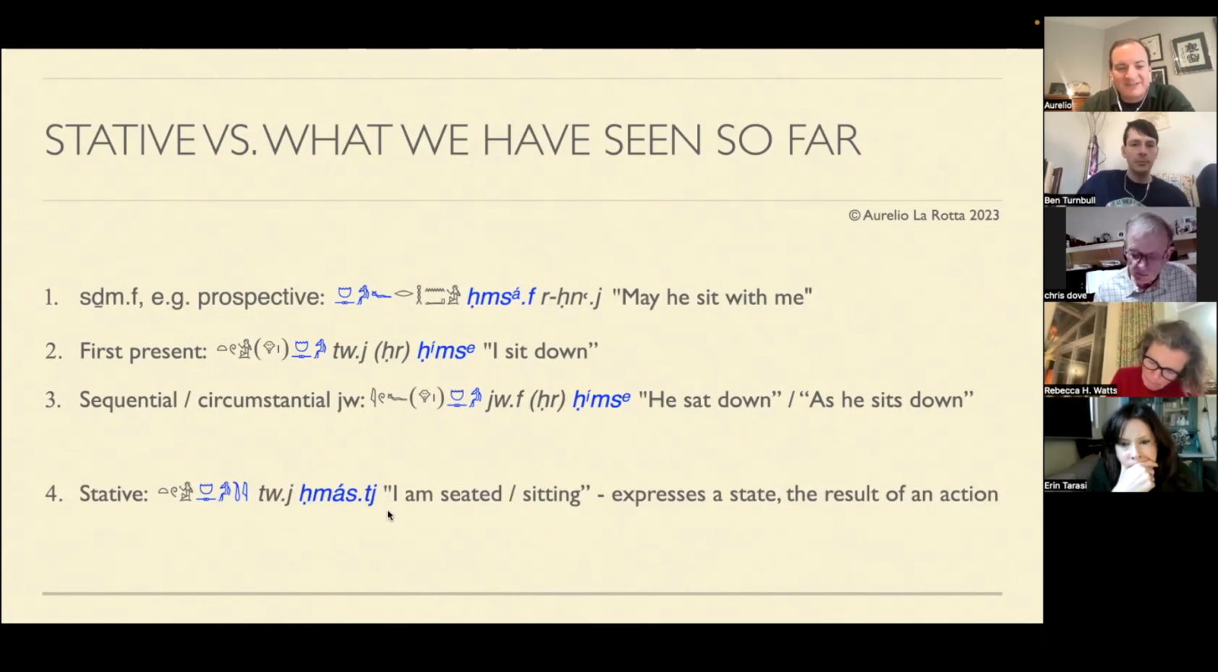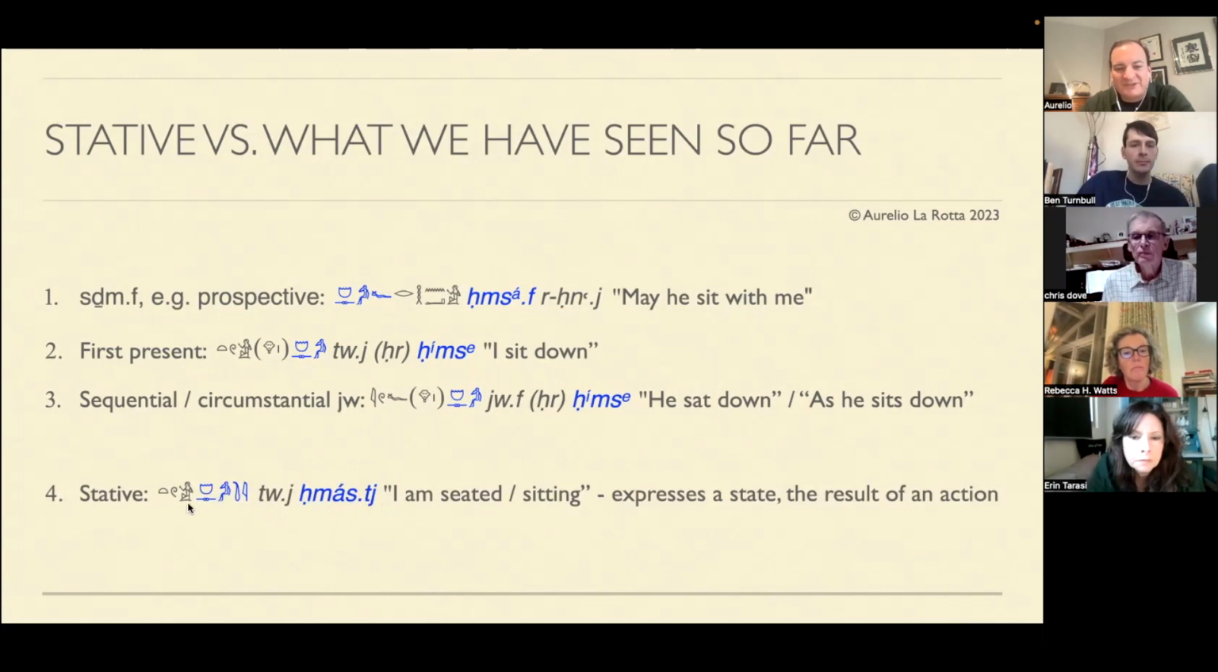So tui hamasti. The older version would have a K here, hamask. That's what you probably know from Middle Egyptian. And we'll look at those endings in a moment. This here is like a 20th Dynasty innovation where the K gives way to a T. More about that in a moment.